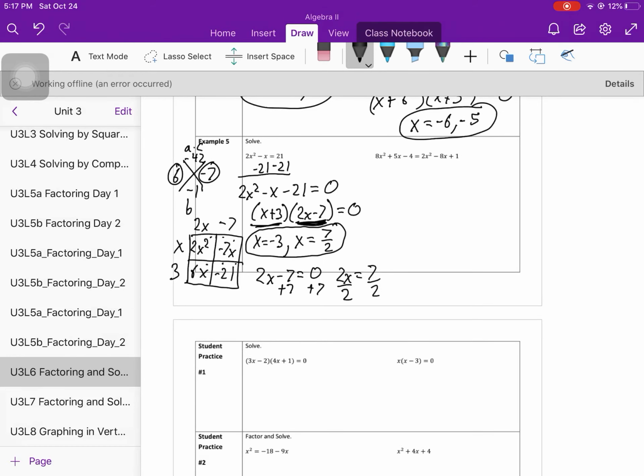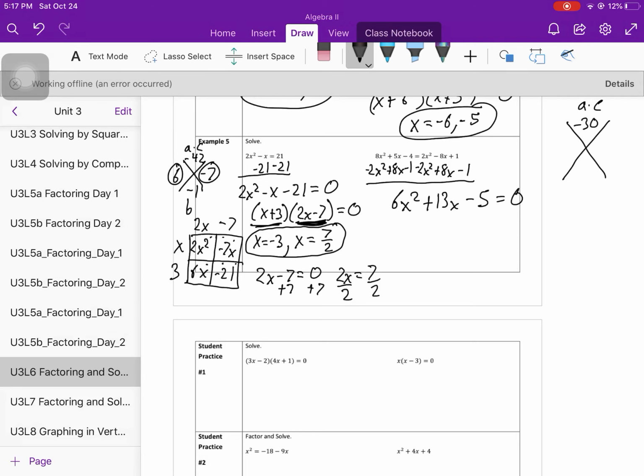Okay, and then this last one here, I'm just going to help you get set up. So we would have to move everything to the same side. So I'm going to subtract 2x squared. I'm going to add 8x. Then I'm going to subtract 1. Because we want it equal to 0 on the other side. So we get 6x squared plus 13x minus 5 equals 0. Now this is definitely a box method problem.